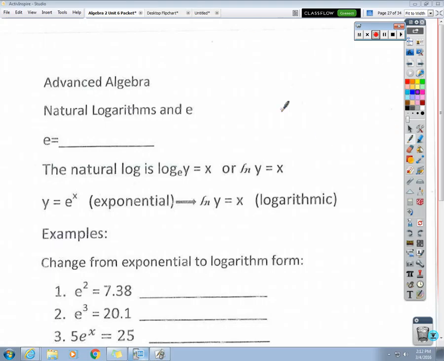Few days, we've been talking a lot about exponential form and logarithmic form. Now, like 2 or 3 days ago, I taught you how to take something in exponential form and rewrite it into logarithmic form. So how would you rewrite this in logarithmic form?